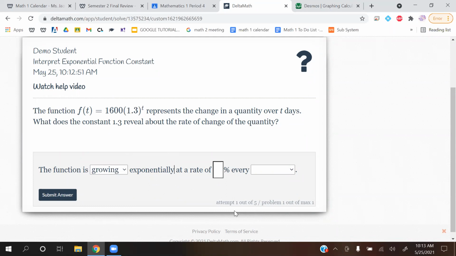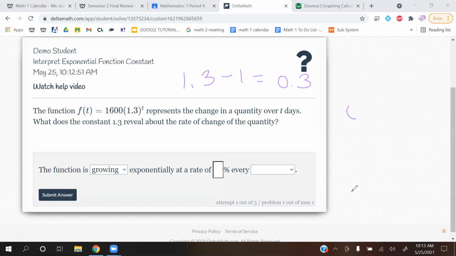All right, to find out what rate, you're going to have to take the 1.3 and subtract 1 from it, because we're wanting to see how much more than 1 is it. So 1.3 minus 1 is 0.3. So 0.3 is our rate as a decimal.